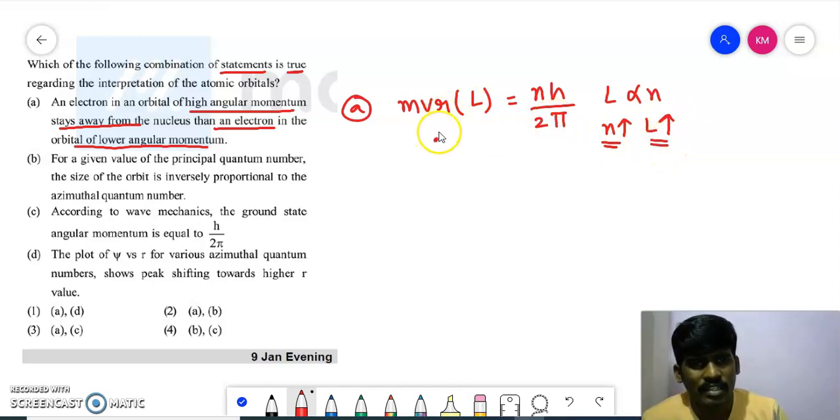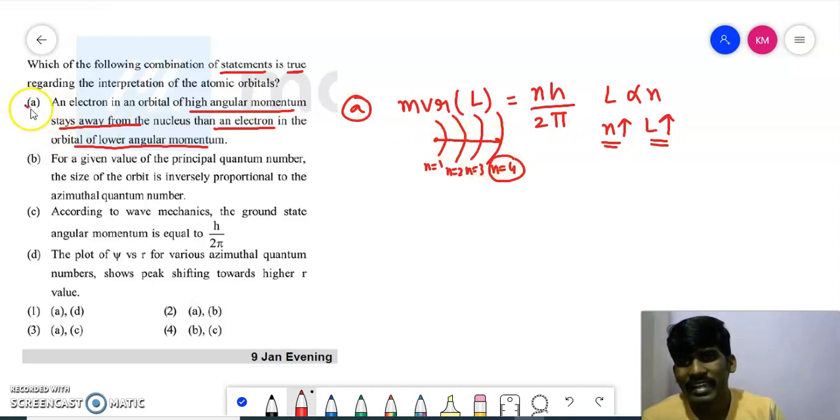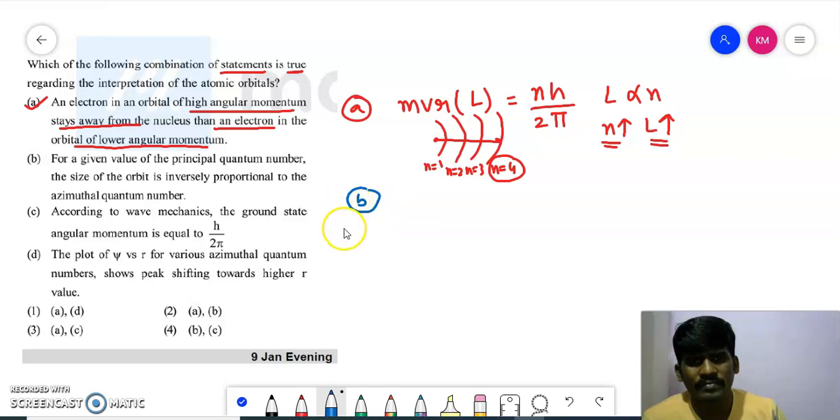Let us say it is the nucleus and these are the first orbit, second orbit, third orbit and fourth orbit. So n is equal to 1, n is equal to 2, n is equal to 3, n is equal to 4. N is equal to 4 in the sense this orbit will have higher angular momentum. So obviously it stays away from the nucleus. So statement A is correct. Let's move on to the second statement, they have given it as B.